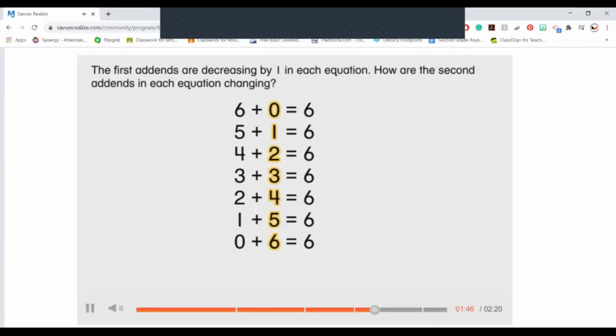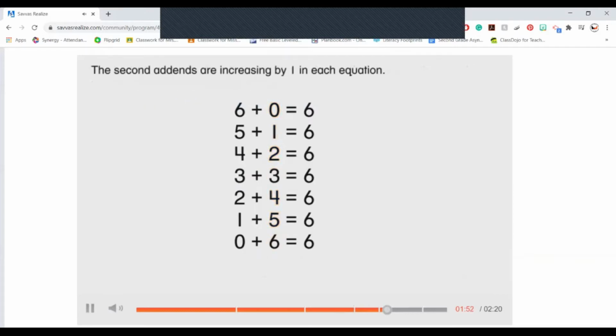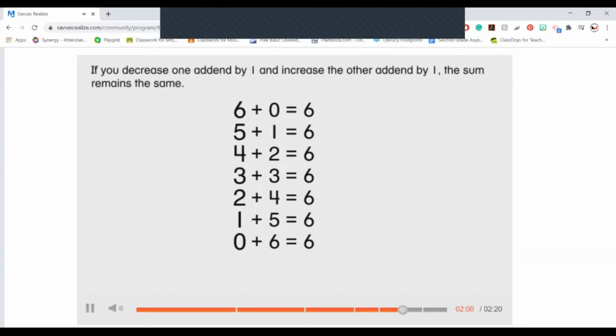How are the second addends in each equation changing? Select your answer. I see the second addend in each equation is going up by 1, so it is increasing by 1. The second addends are increasing by 1 in each equation. If you decrease one addend by 1 and increase the other addend by 1, the sum remains the same.